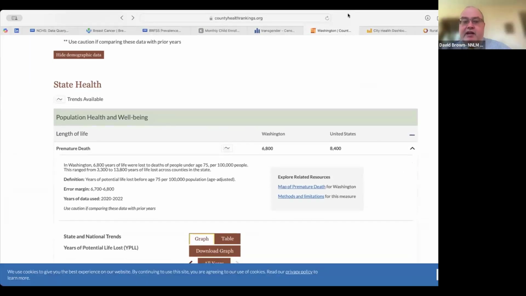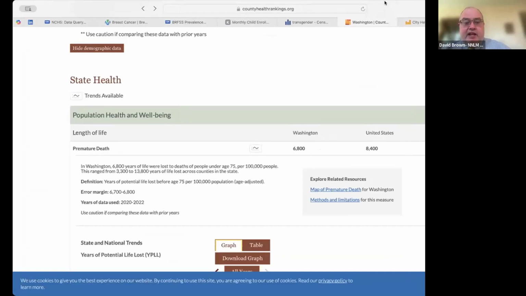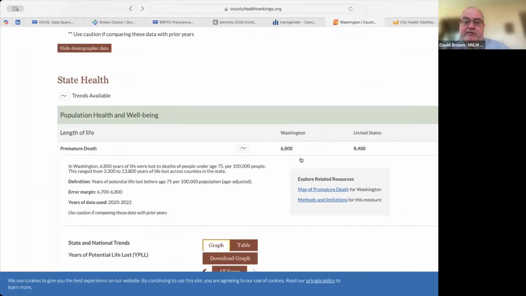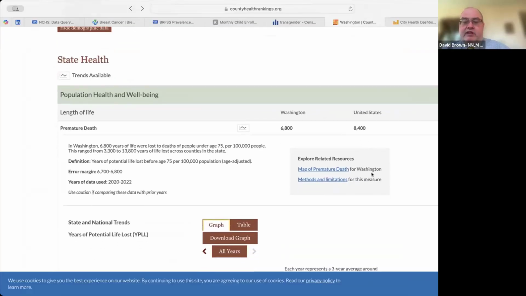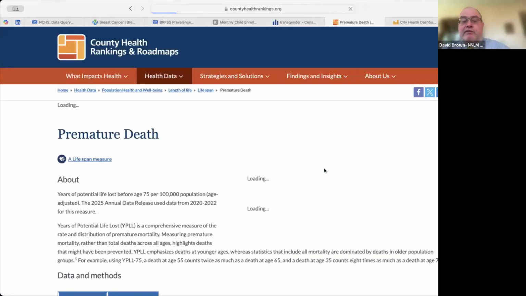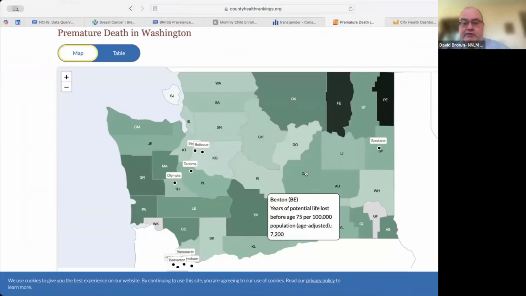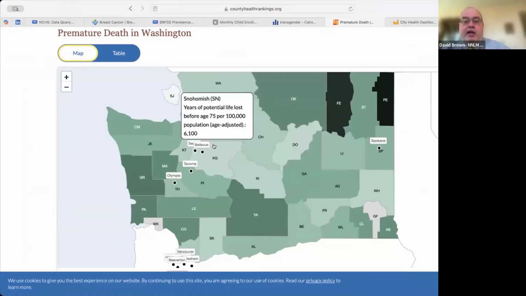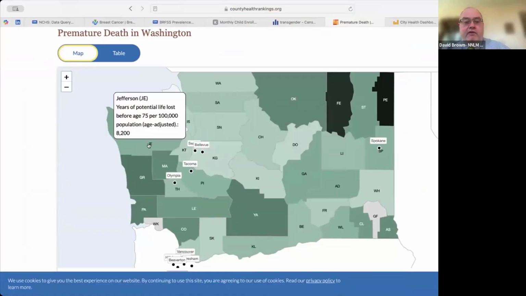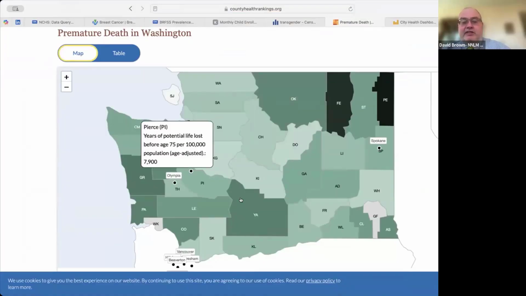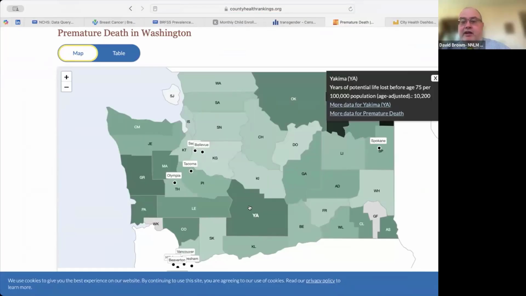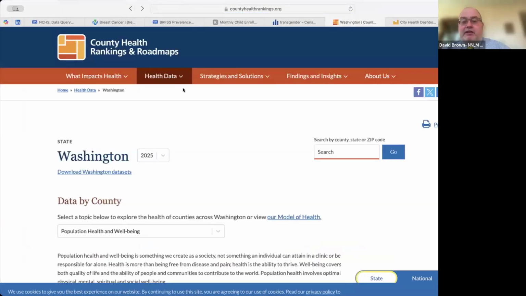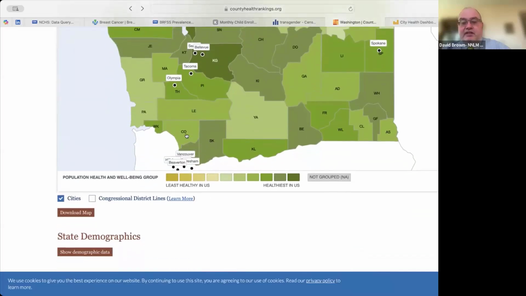So basically, 6,800 years of life were lost per 100,000, which is better than the 8,400 average. Then it will show the map of premature death within the state, which is great. It just shows you where it is. What I like here too is it's very useful because you hover over it and it gives you the data. You can look specifically at county and look at more data for that. It really does a good job of being a little more user friendly than our government.